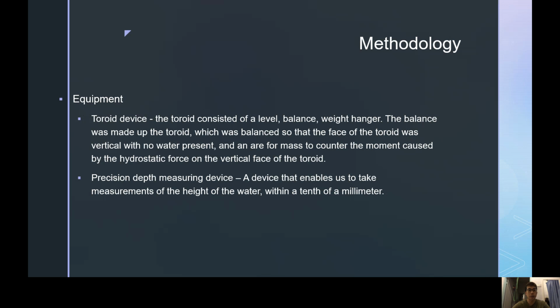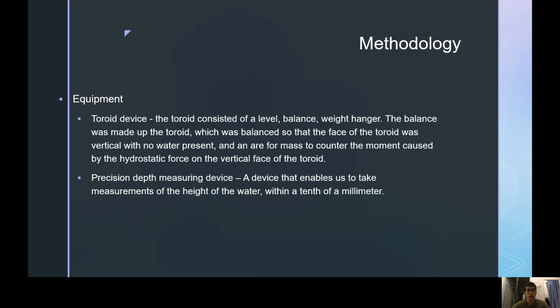Methodology in this experiment: equipment, toroid device. The toroid consisted of a level, balanced weight hanger. The balance was made up of the toroid, which was balanced so that the face of the toroid was vertical with no water present, and a mass to counter the moment caused by the hydrostatic force on the vertical face of the toroid. Precision depth measuring device.